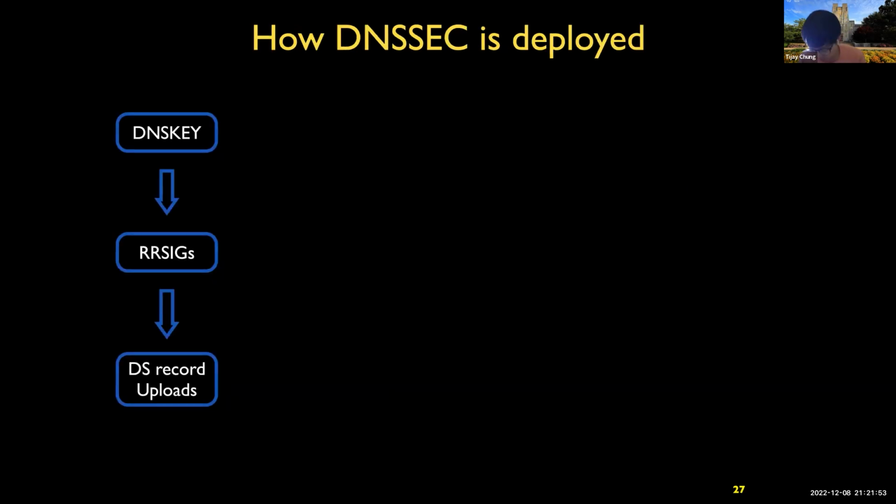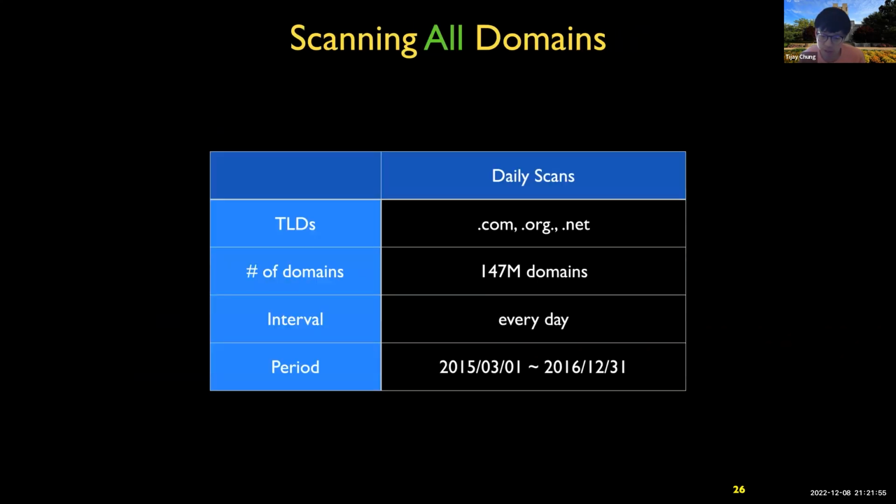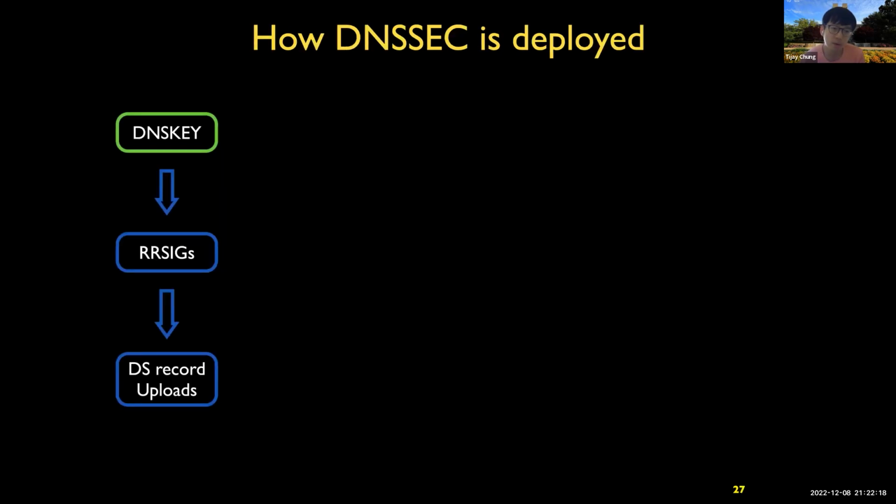Of course, it is a side story. To analyze the 750 billion DNS records, you cannot run this analysis on your laptop. We have to use distributed systems such as Hadoop or Spark. So we used Spark to analyze 750 billion DNS records. Let's first focus on DNS key deployment.